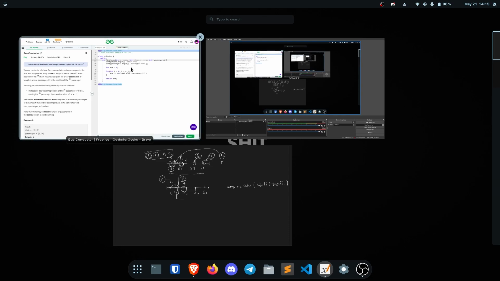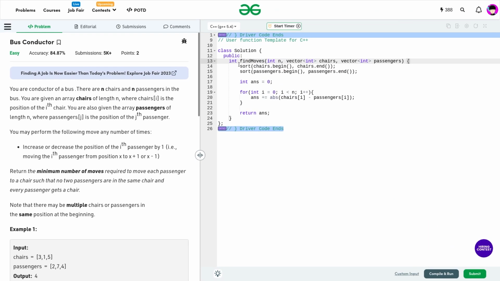So let us have a look at the code, although it's very simple. What I've done is I've just sorted both of the vectors. I've initialized my answer with 0, and I've run a loop from 0 to less than n, and I've added the absolute value of chairs of i minus passengers of i to my answer, and I can just return this answer. So this would be the solution to today's problem of the day.